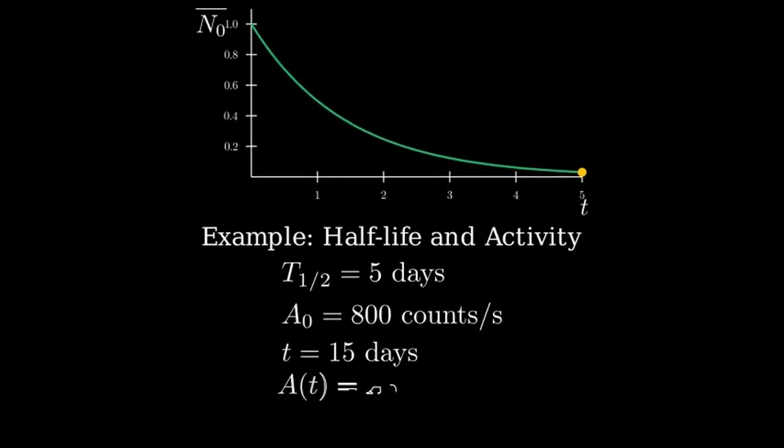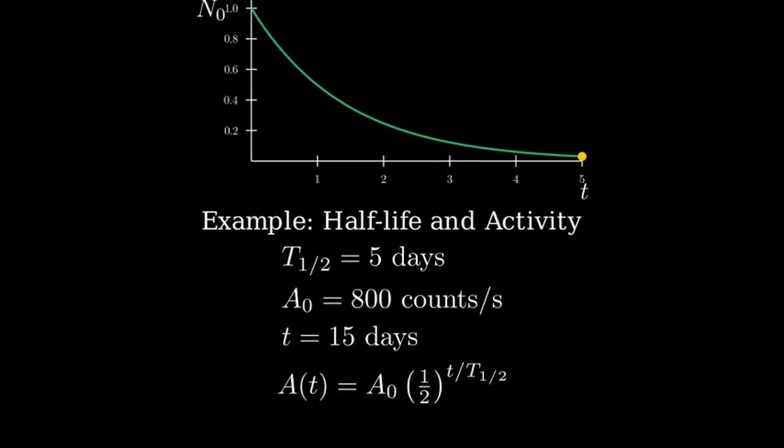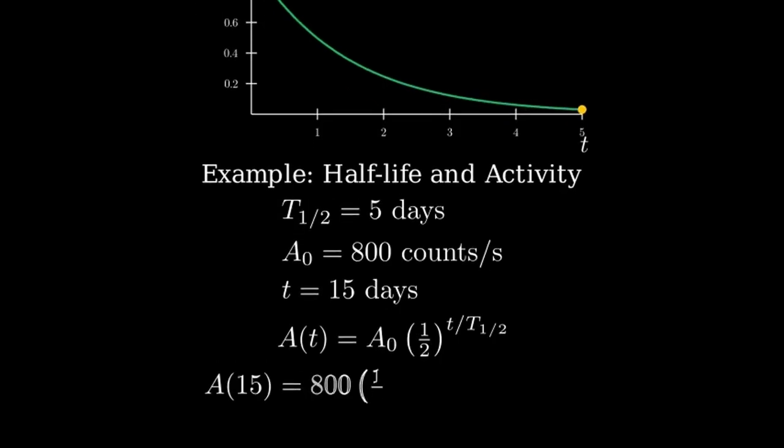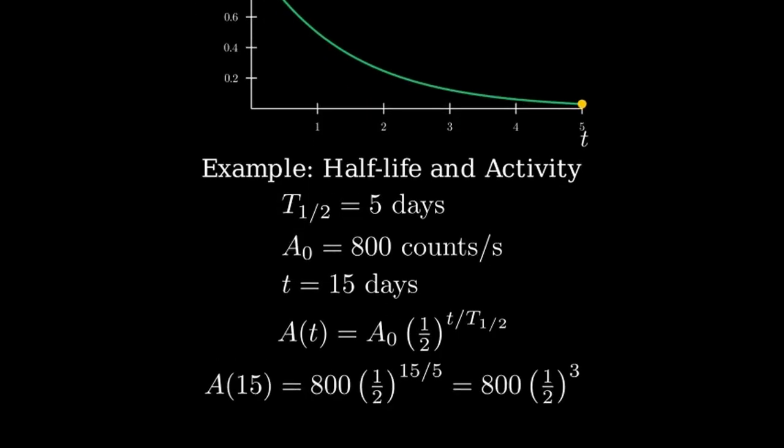On this graph, N starts at N0 and falls rapidly at first, then slowly. Watch the dots slide along the curve as time increases.